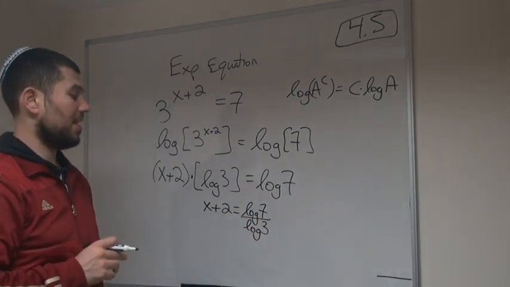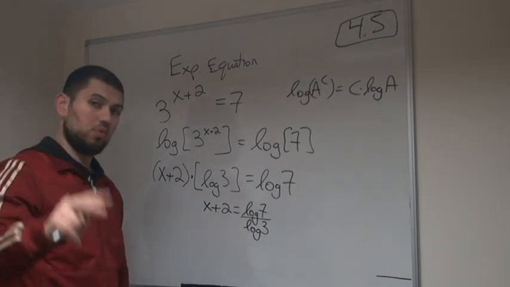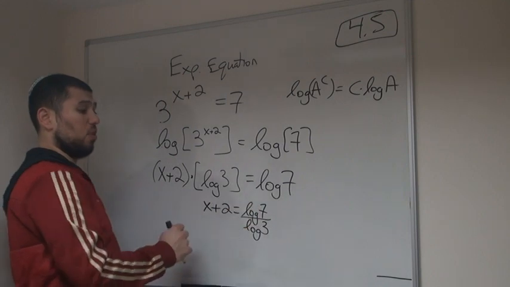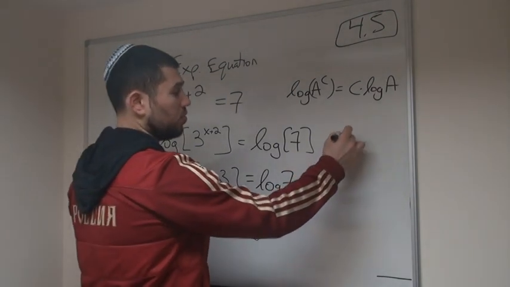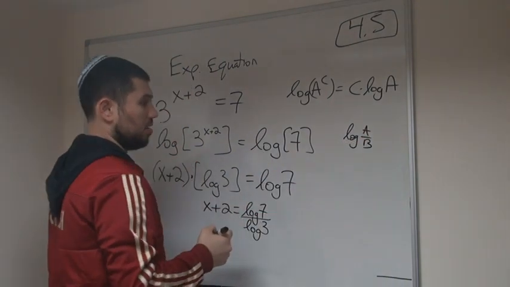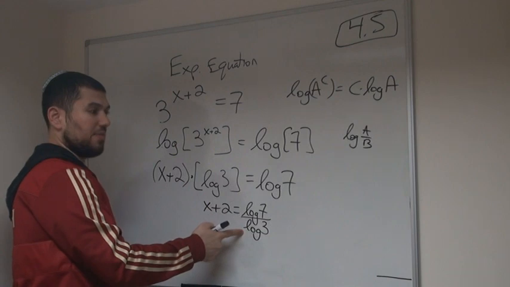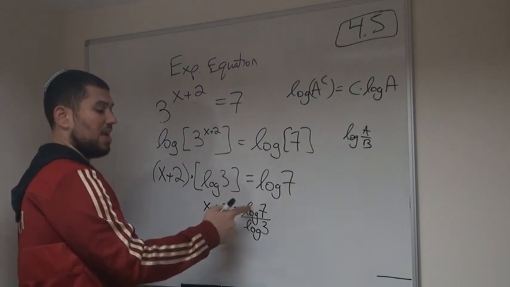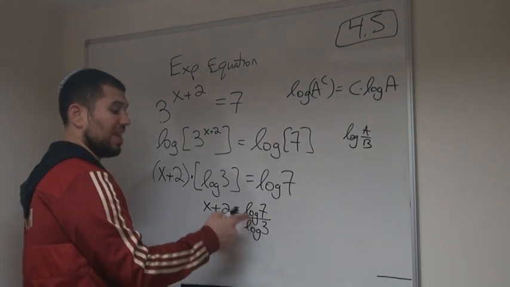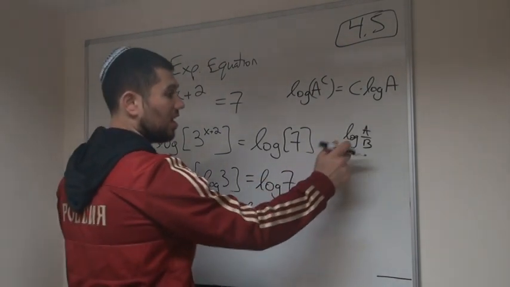Now please do not make the common mistake of saying, hey look, I can now use rule 2 when we combine logs and say log 7 over log 3. Oh, that's rule 2. Log of a over b is log of a minus log of b. That's not what I have here. I don't have log of a over b. I have log of 7 over log of 3. I have two separate log functions, not log of a fraction.